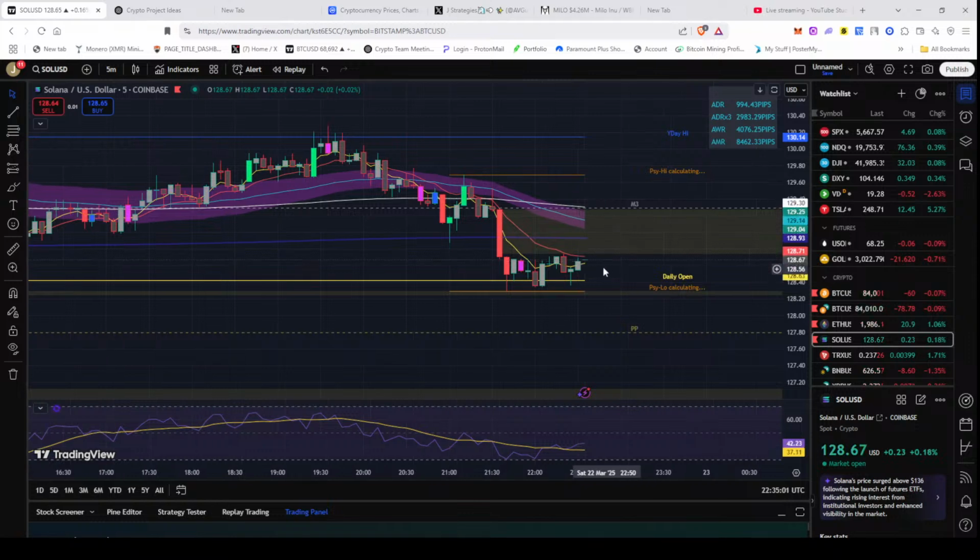Okay, so now we had a little bit of rejection. Oh, here comes this next 5-minute candle. Okay, let's see if we pop. And if we pop, that's good. But if we don't pop and we go below, then we need to pay better attention to the market.